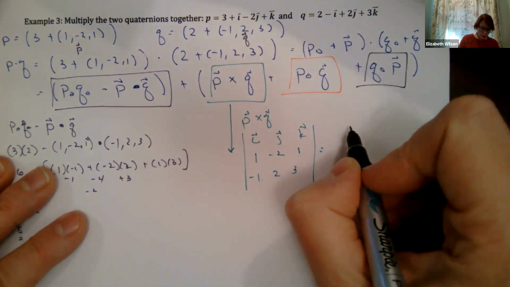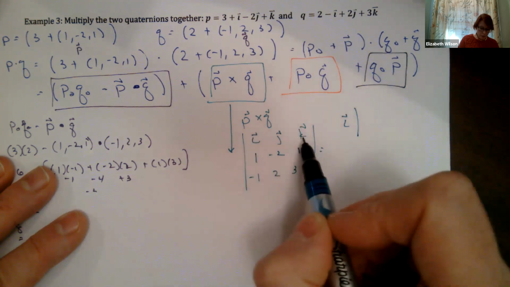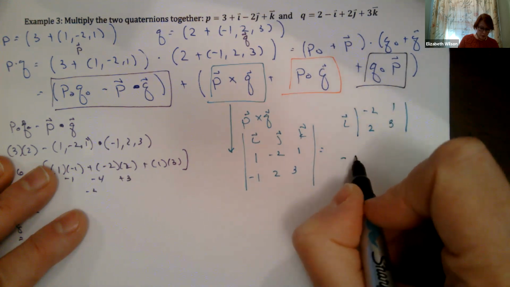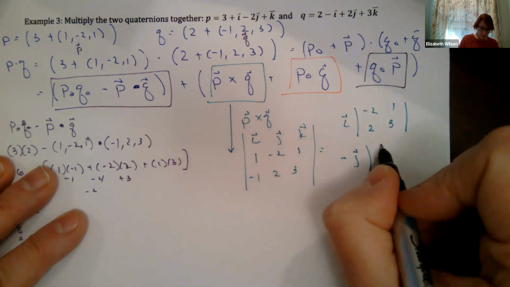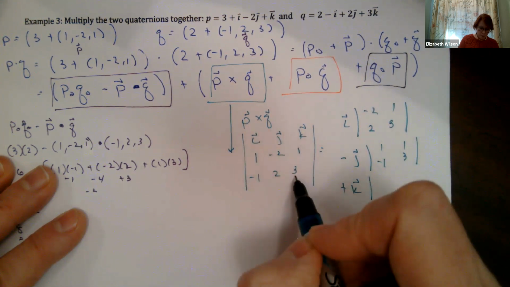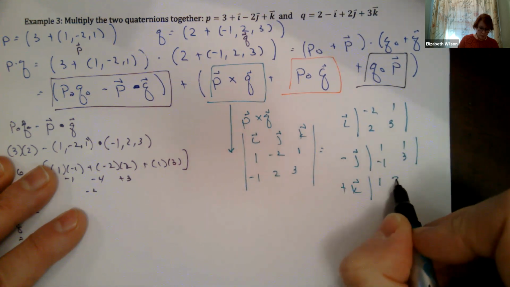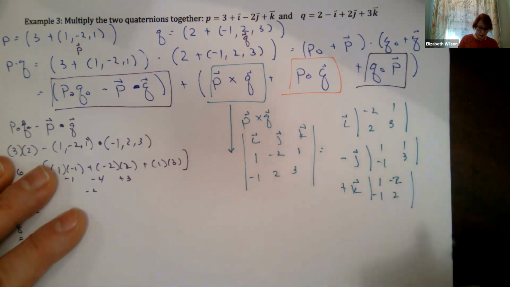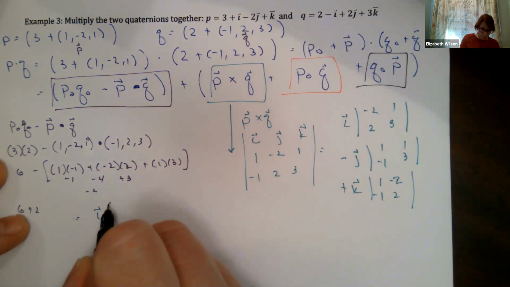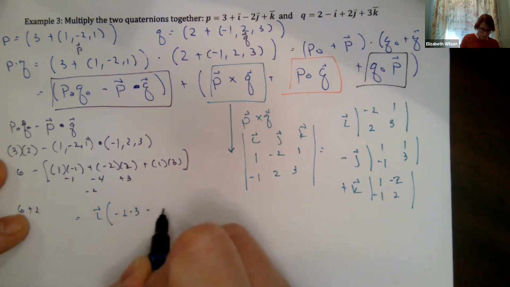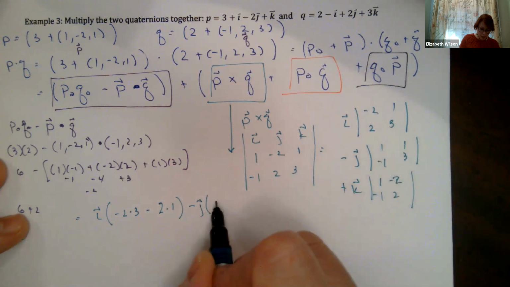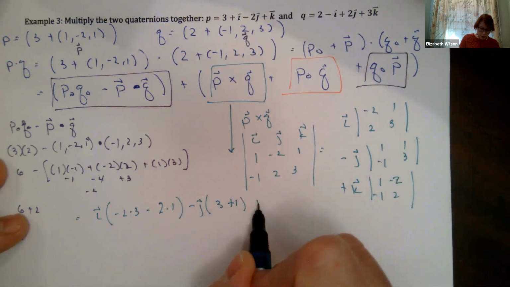This is equal to I times first row, first column. I ignore those. And then minus J, first row, second column. Ignore those. Plus K, first row, third column. And I build up what's left over. Okay, now I'm going to do my cross product. I'm going to start working it over here, which is equal to I times minus 2 times 3 minus times 1, minus J times 3 minus a minus 1, plus K.